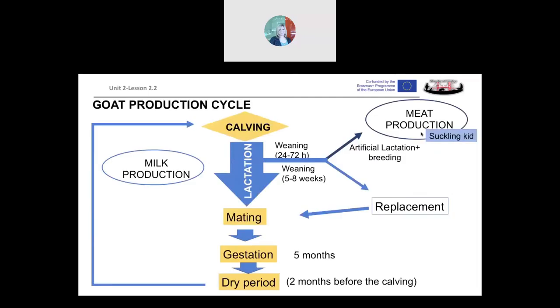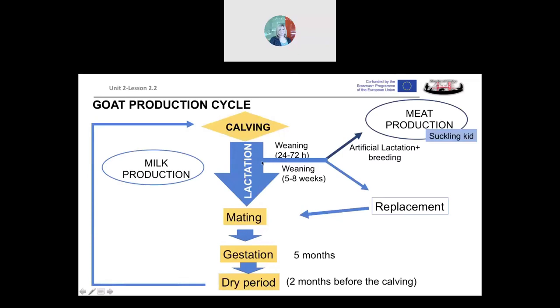Here you have the goat production cycle. If we see here, we start in the calving, and after the calving, the mother starts the lactation that usually has a duration of 10 months. At the same time of the lactation, the mother, 2-3 months after the calving, is going to be mated, and then we are going to have another gestation. The duration is 5 months, and then we are going to have the dry period that usually is established 2 months before the calving. And we are going to start the cycle again.